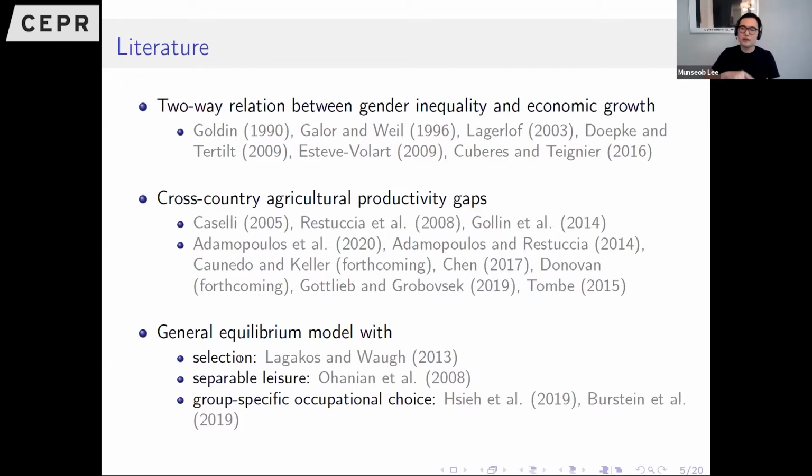And then there is the Roy-type selection, the occupational choice. So that is similar to the Lagakos and Waugh paper. And then in order to match the U-shaped labor force participation of female workers, I will introduce the separable leisure coming from the Ohanian, Raffo, and Rogerson paper. And then I will have the group-specific, gender-specific occupational choice coming from the Shea et al. and the Bernstein et al. papers. So you can imagine that my model is the combination of these three ingredients.